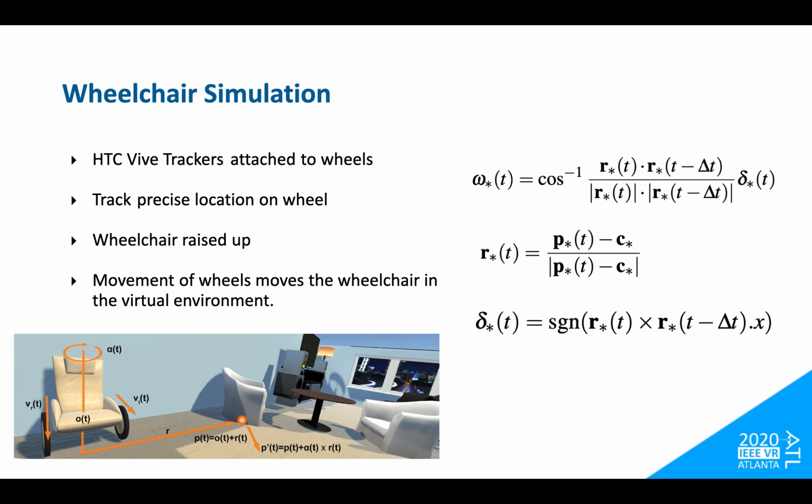We can calculate the angular speed of both sides of the wheelchair, w of t, as a function with respect to time t, as shown here at the top, where rt is the radius vector of a wheel, which is defined as the second function, and delta t is the rotation direction of wheel defined at the bottom.